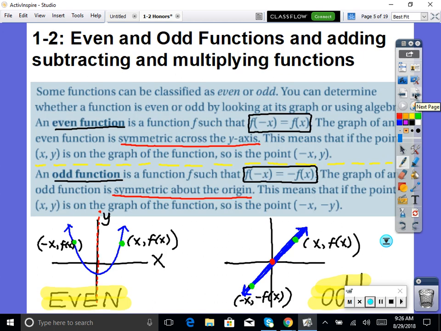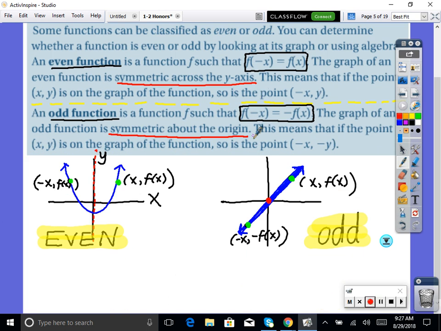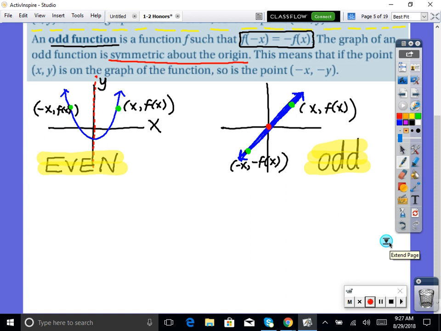So here is what we're going to look at first. It says some functions can be classified as even or odd. Now you can determine whether a function is even or odd by looking at the graph. That's one way we're going to get good at. You can also determine if a function is even or odd based on algebra, and we will talk about that here in a second. So I'm going to scroll up. All this is kind of nasty. Let's just make a visualization here.